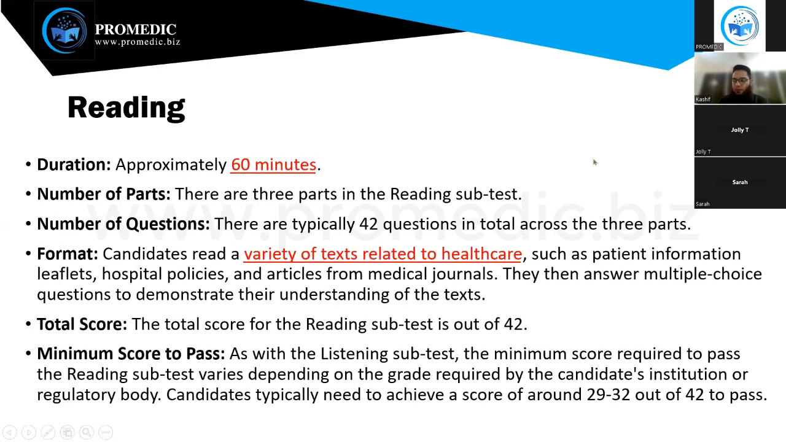The next is reading. The reading is approximately 60 minutes. There are usually three parts in the reading as well. And today we will have a reading practice as well.